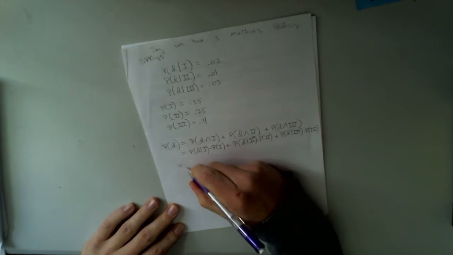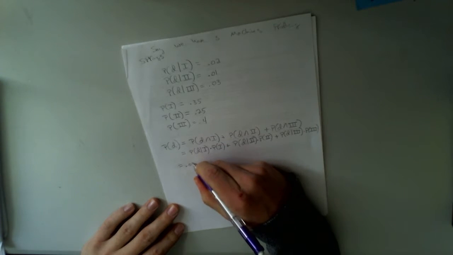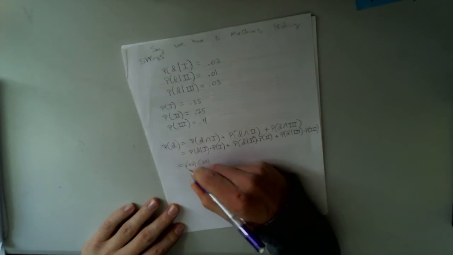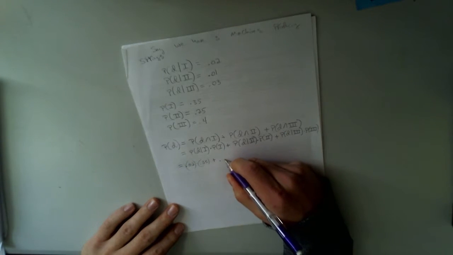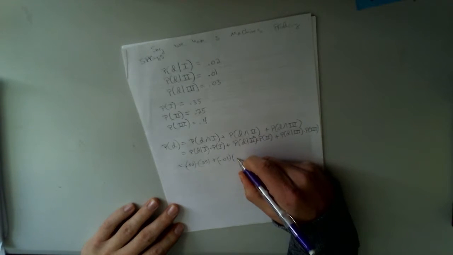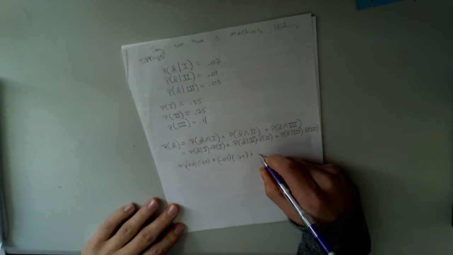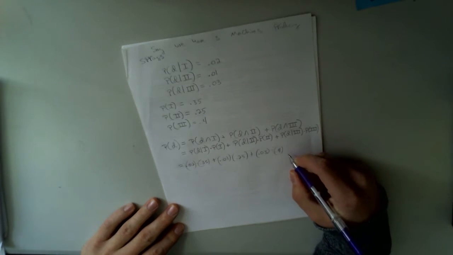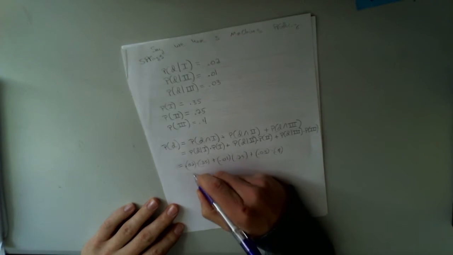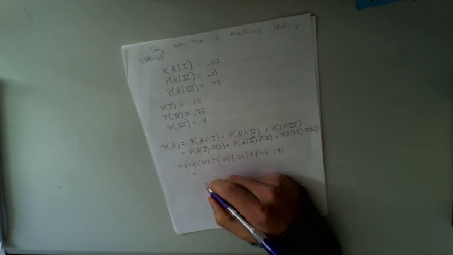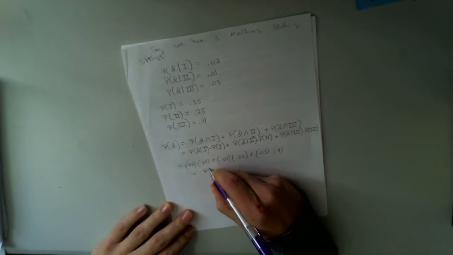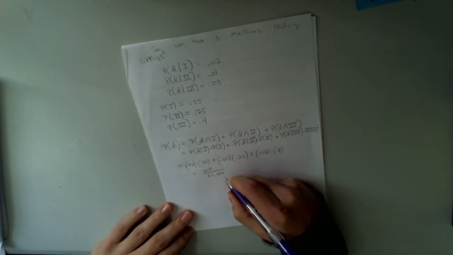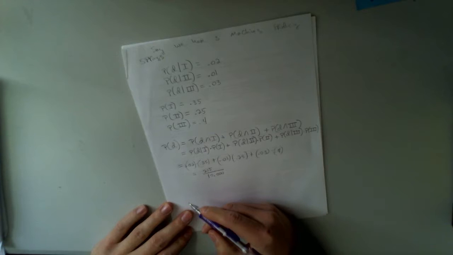And so if we just take all of our constituent elements, we need 0.02 times 0.35, plus 0.01 times 0.25, plus 0.03 times 0.4. I'm going to write this in fractional form just so that we don't have to deal with a bunch of silly decimals. You can check this if you want, but the sum of these things is equal to this fraction.